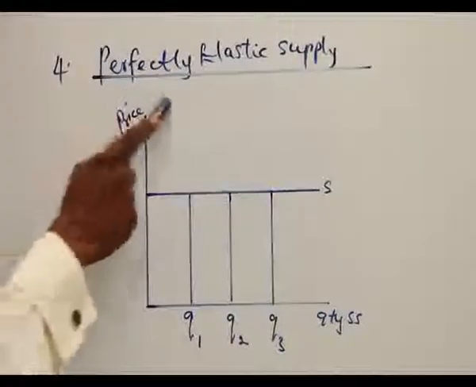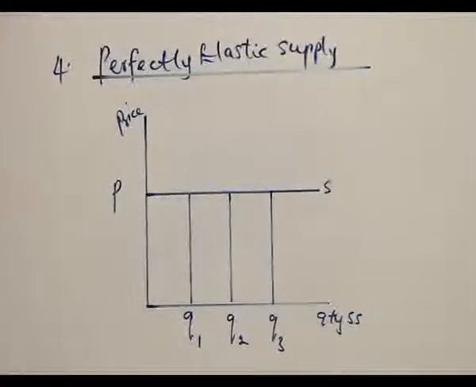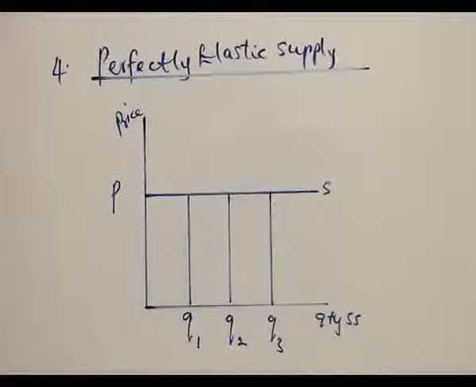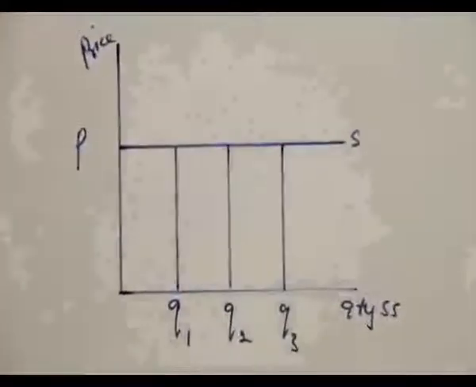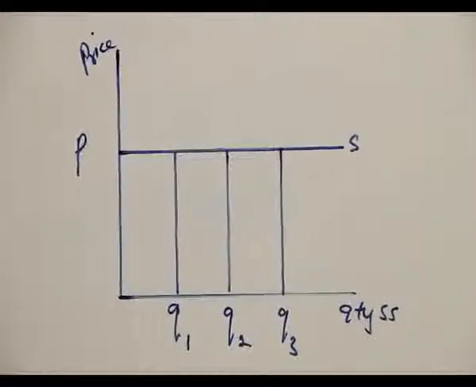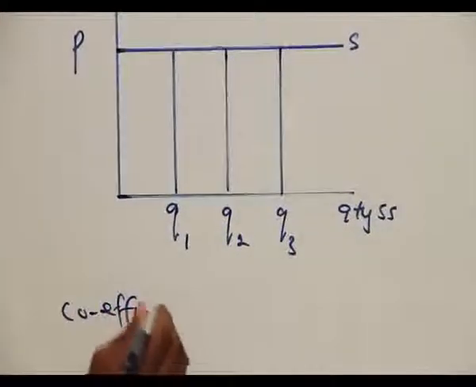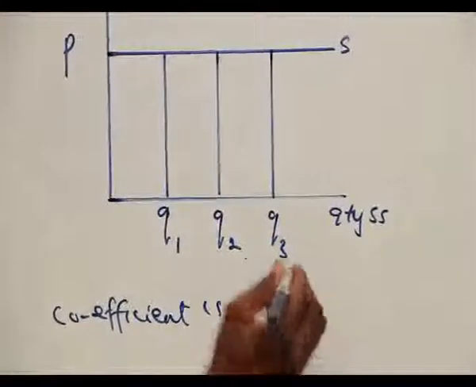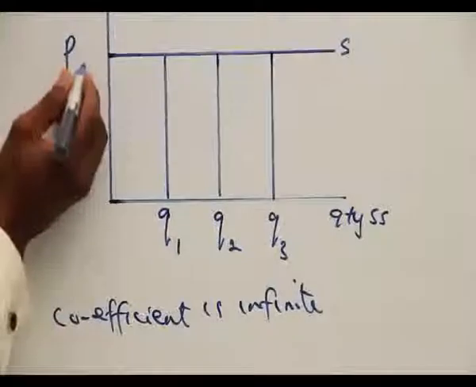Number 4, perfectly elastic supply. Perfectly elastic supply implies a change in quantity supplied with constant price. That is, quantity supply is changing, but there is no change in price. Here, there is no calculation. So we call the coefficient infinite. That is, the coefficient is infinite. So there is a change in quantity supply, but the price is constant.